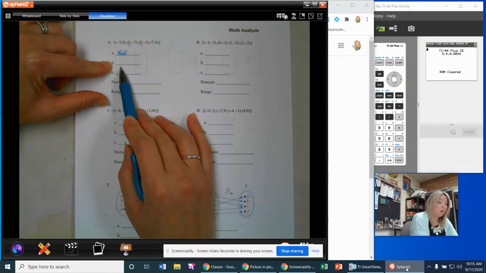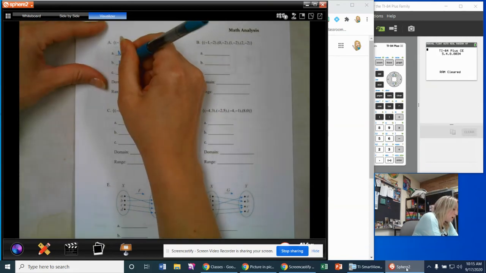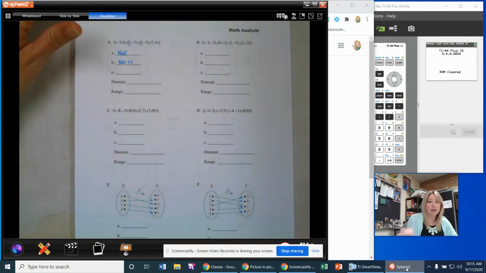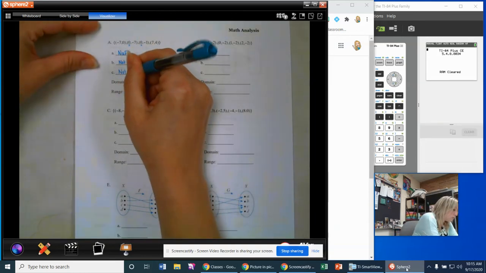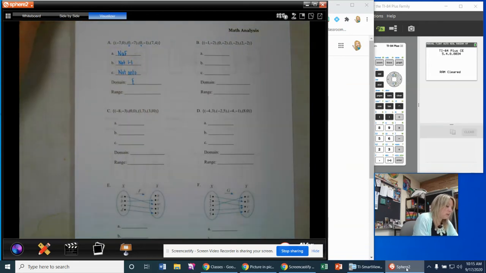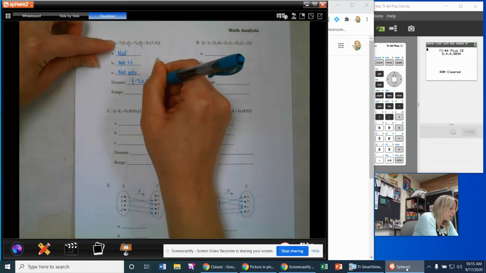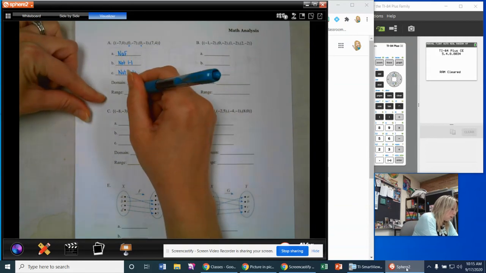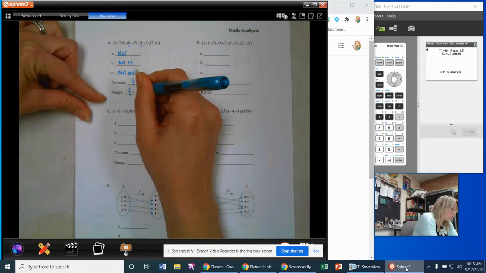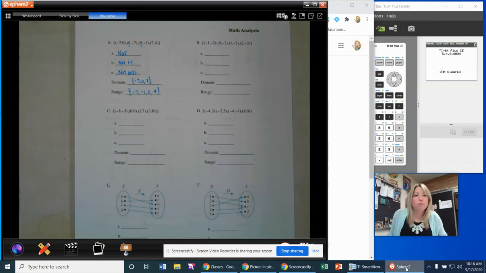Next. Well, wait a minute. If this isn't a function, can it be a one-to-one function? No. If it's not a function, it can't be one-to-one, so not one-to-one. And if it's not a function, it can't be onto, so not onto. And there you have it. So now it's domain, since it was a list of x values, you can list x values, so -7, 0, and 7. And its range is -7, -1, 0, and 4. I didn't have to go in lowest to highest order, but I did because it was there.